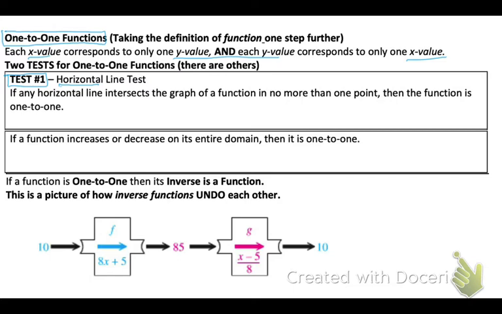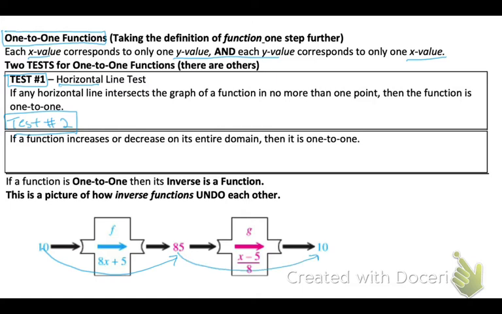The second test is to look at the graph of the function that's in question. As you look at it left to right, examining the domain, if it increases over its entire domain or decreases over its entire domain, then it is one-to-one, meaning it doesn't switch directions. Now, why do we care about if a function is one-to-one? Because if a function is one-to-one, then its inverse function is one-to-one.